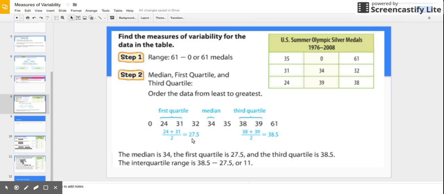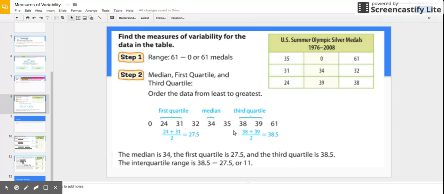So your first quartile, or Q1, is 27.5. Now let's look at the upper half, okay? The upper half is 35, 38, 39, and 61. It does not include the median, okay? So you're only looking at these 4 numbers, okay?